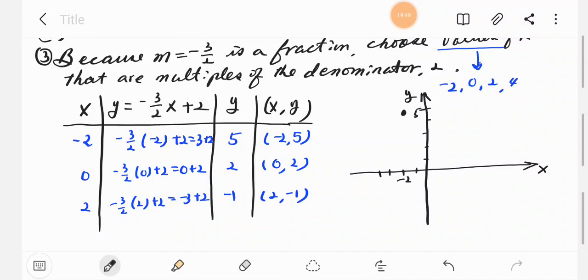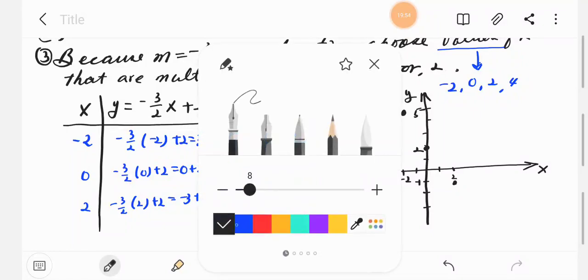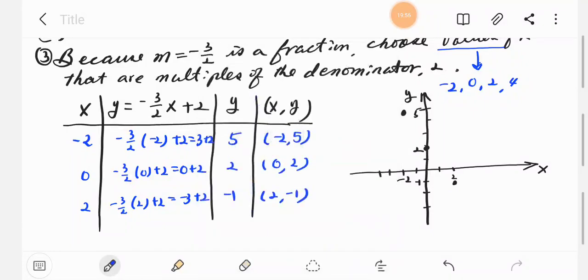Okay, for the second point, x equals 0, y equals 2, this is 2, right? And the third one, x equals 2, so 1, 2, then y is negative 1. So negative 1 is over here. Then what we do, since we have 3 points, is connect these 3 points. So they should be on the same line. Like this. Alright, so that's the graph.